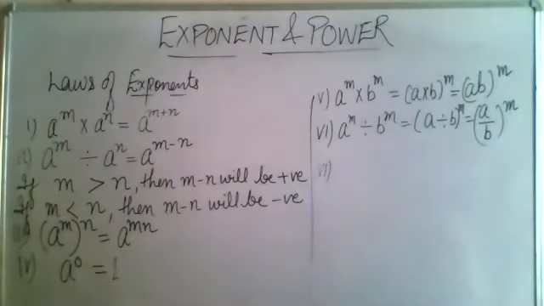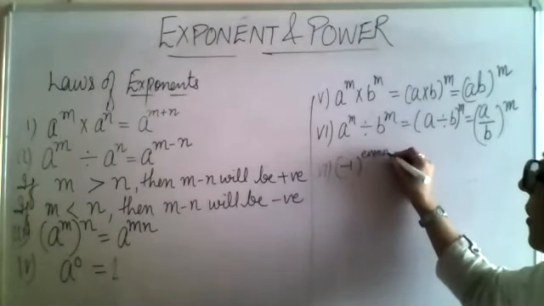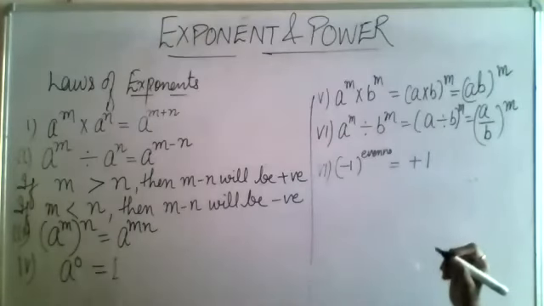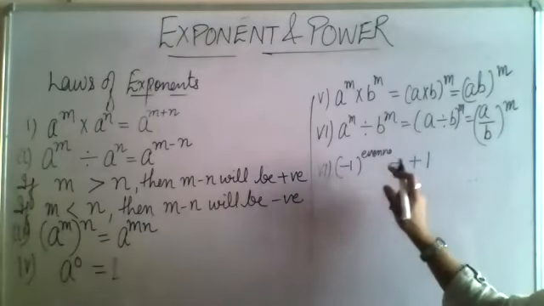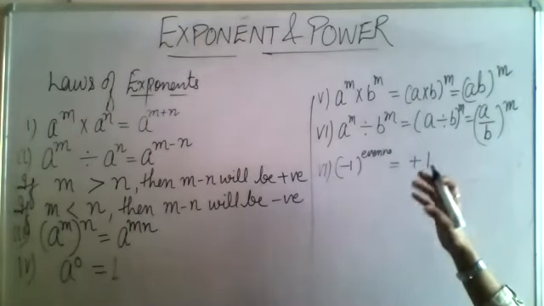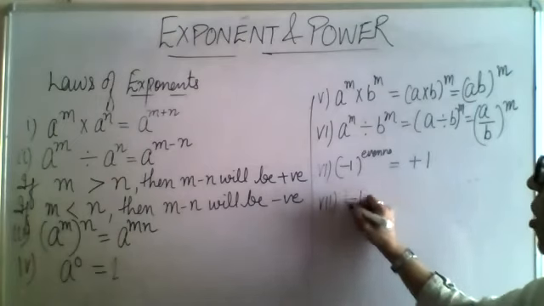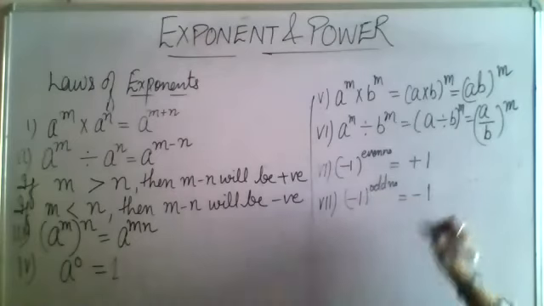Next is a very common thing. If minus 1 has an even power, it will come plus 1. You remember in chapter integers, I told you if minus is coming even times, your answer will end with plus. And 1 into 1 into 1, you can multiply any times, it will come only 1. And if it is an odd number, the answer will be minus.